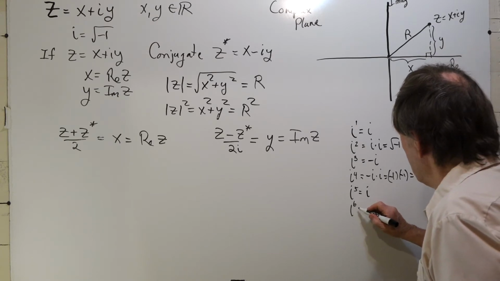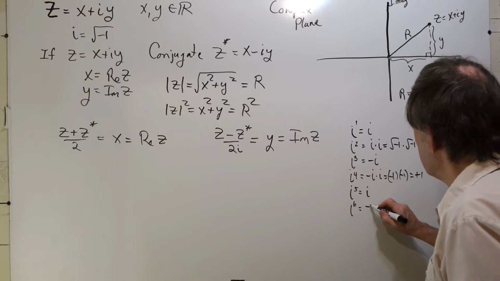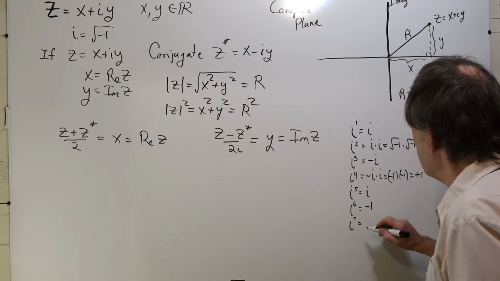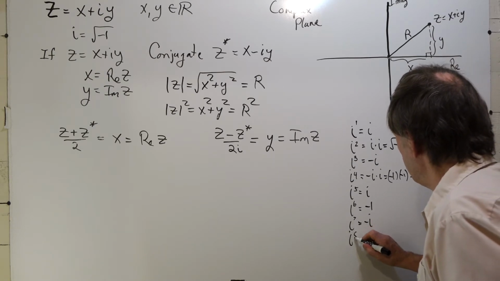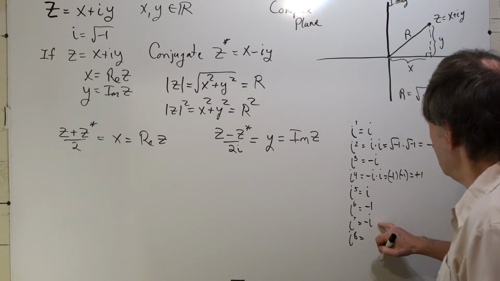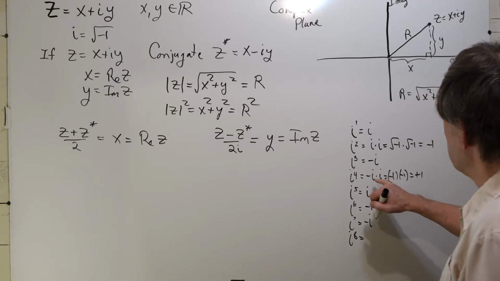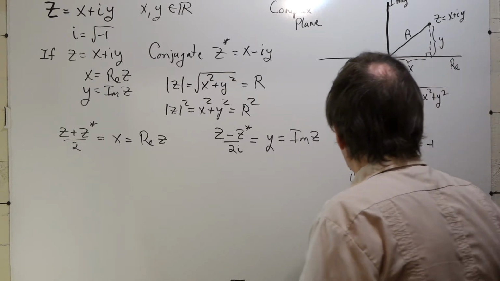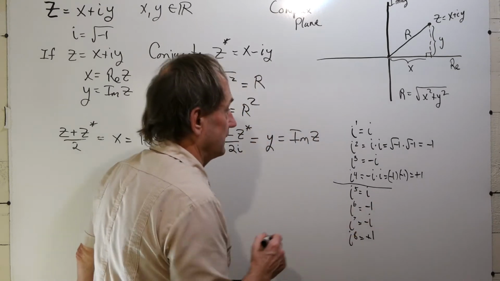i to the 6th power is i squared, or minus 1. i to the 7th power is minus 1 times i, which is minus i. i to the 8th power is minus i times i, which gives us the same thing as before, plus 1. So we see that raising i to a power is cyclic.